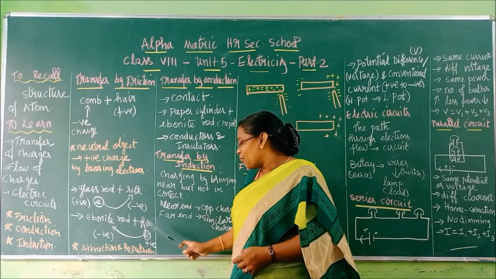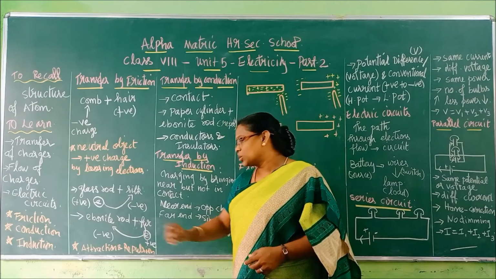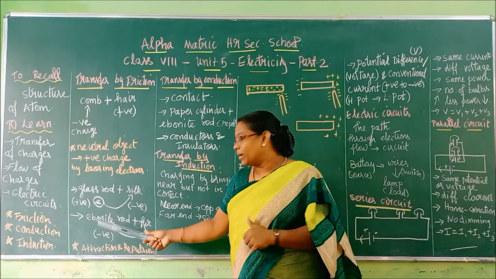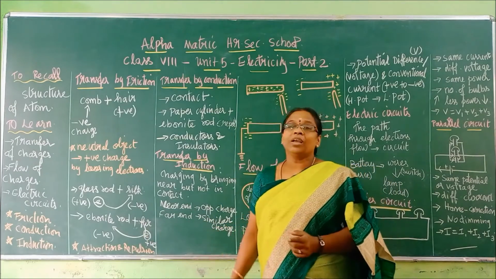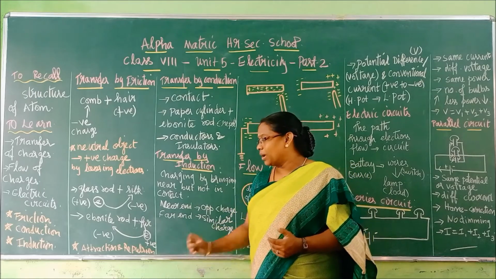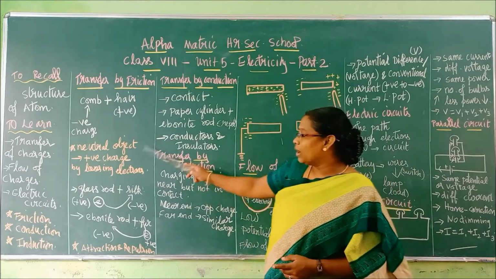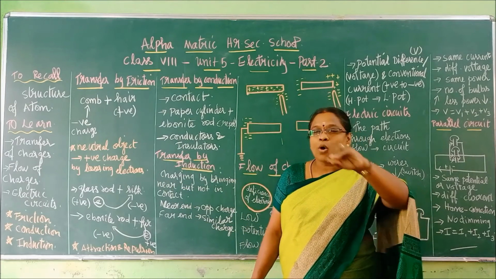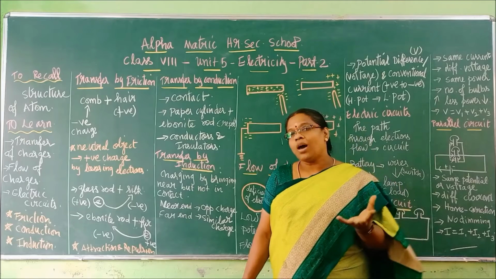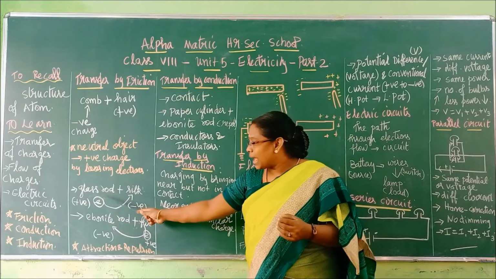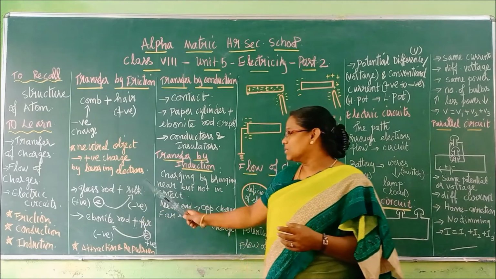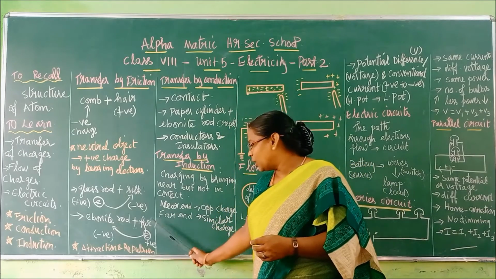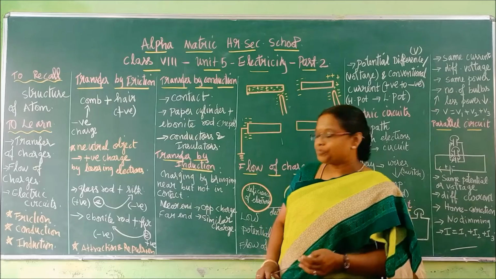Now in this, fur will give some electrons to the ebonite rod. So the ebonite rod is gaining electrons, so it will become negatively charged. Fur loses electrons, so it will become positive. While learning, children, this will confuse you, so kindly note one short point as per your convenience to remember it. Glass rod will become positive, silk will become negative, ebonite rod will become negative, fur will become positive.